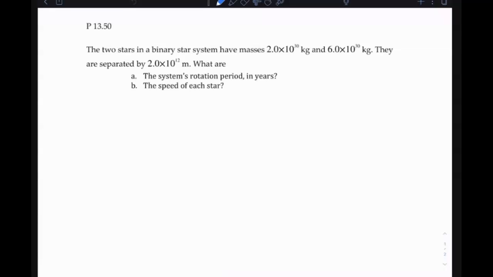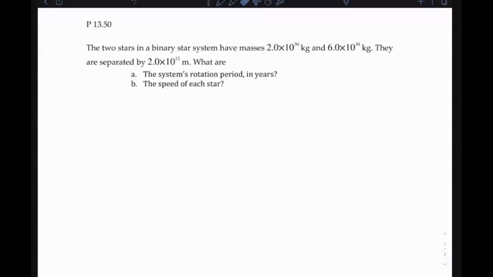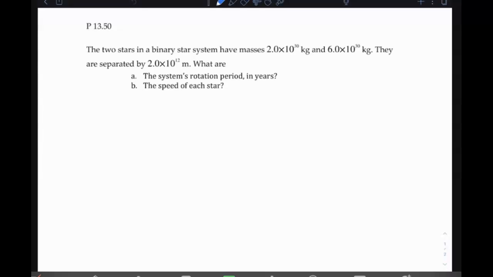Hi, I'd like to discuss two stars in a binary star system in this video. The stars in this system have masses 2.0 times 10 to the 30 kilogram and 6.0 times 10 to the 30 kilogram. They are separated by a distance of 2.0 times 10 to the 12 meters.